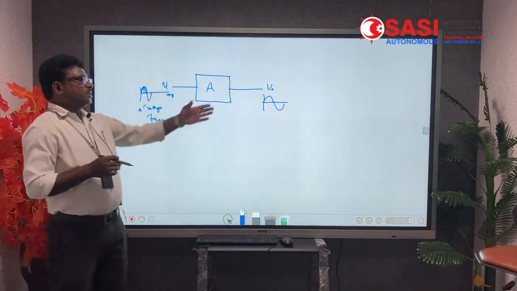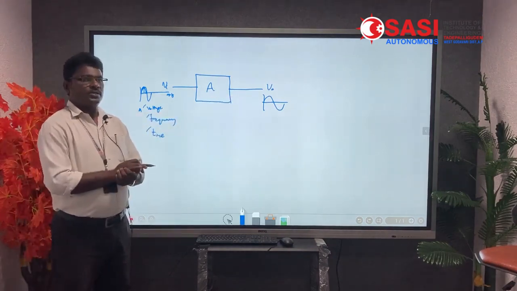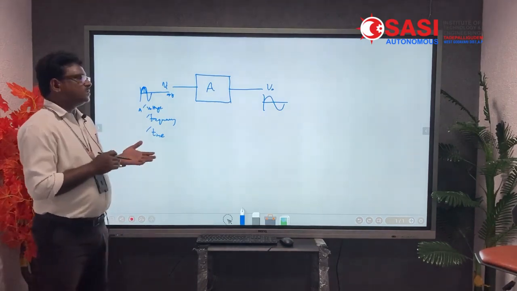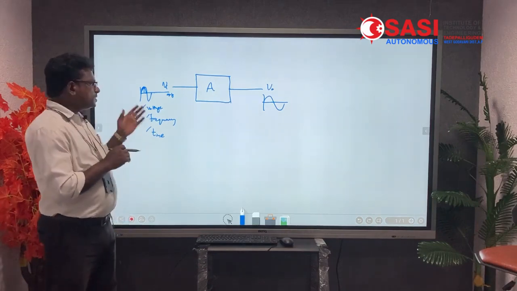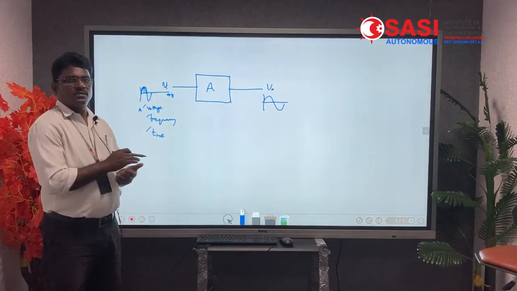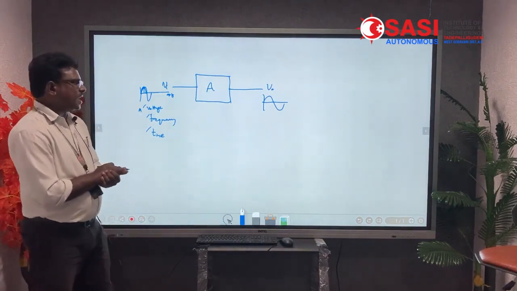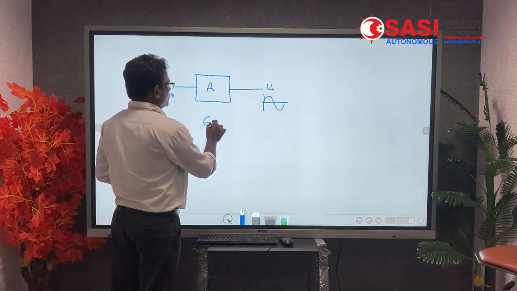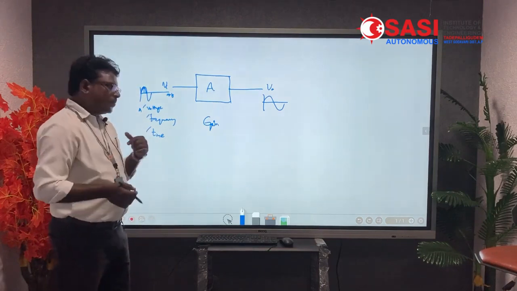According to the frequency, the characteristics of the output change according to the input frequency. If the input frequency is changed, the output voltage will change. The gain also changes. Here the important characteristic of the amplifier to measure is gain. Gain is the ratio of output voltage to input voltage.